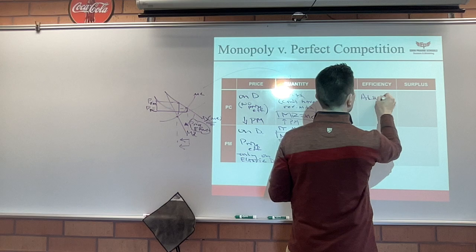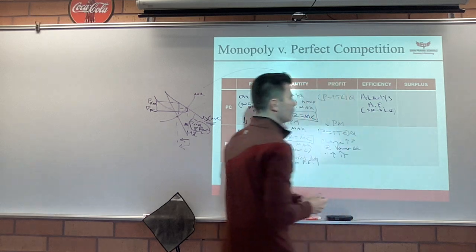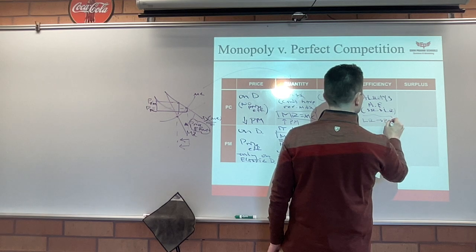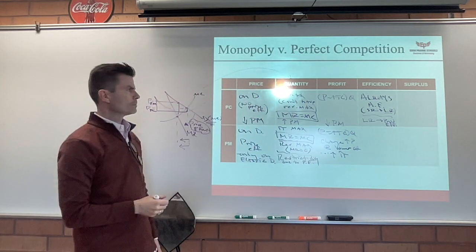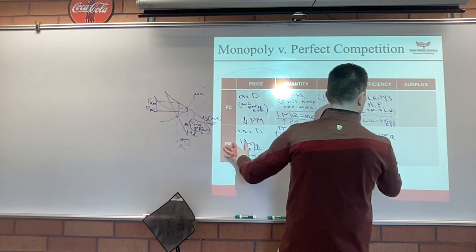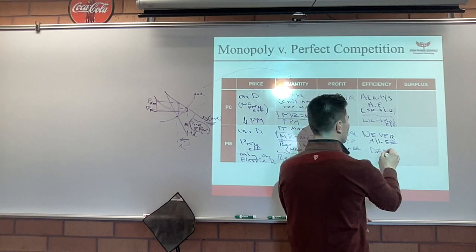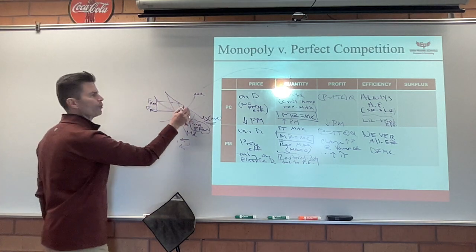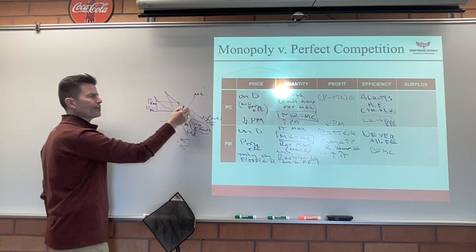Efficiency. Perfect competition is always allocatively efficient, short run and long run. And in the long run, it is also productively efficient. It's productively and allocatively efficient. Pure monopoly is never allocatively efficient. The reason is that you can never produce where demand equals marginal cost. That's why it can't be allocatively efficient. Monopolies cannot produce over here. Why can't monopolies produce here?